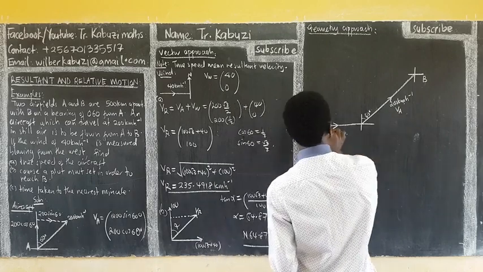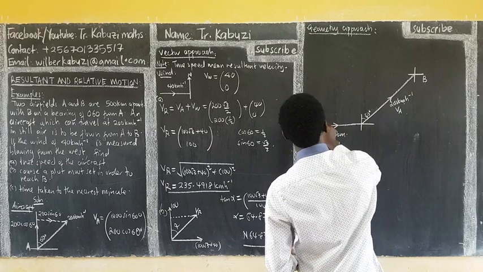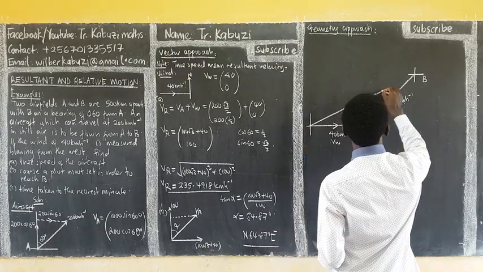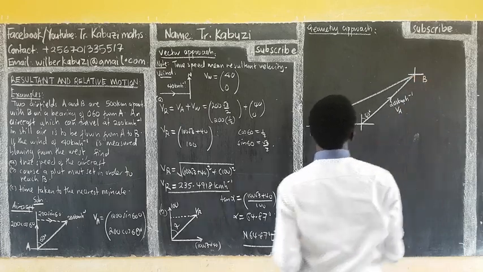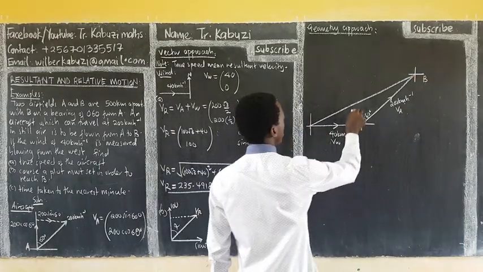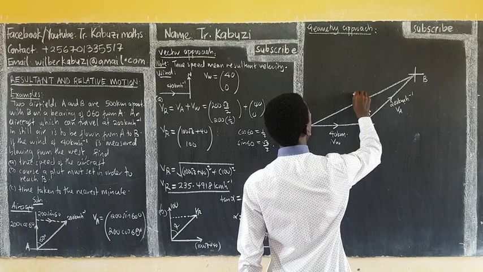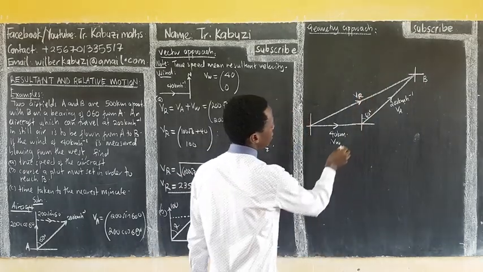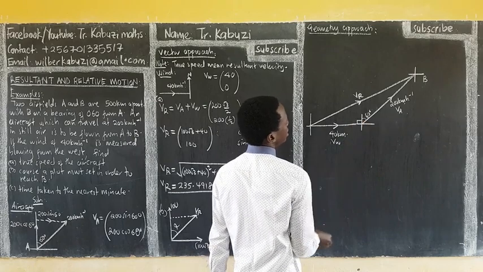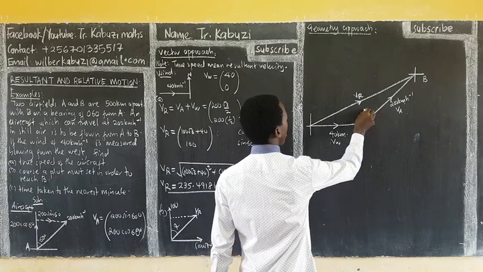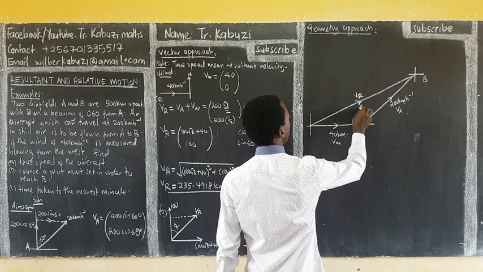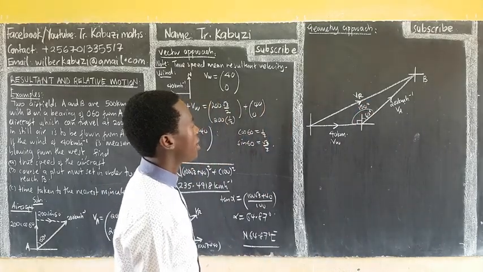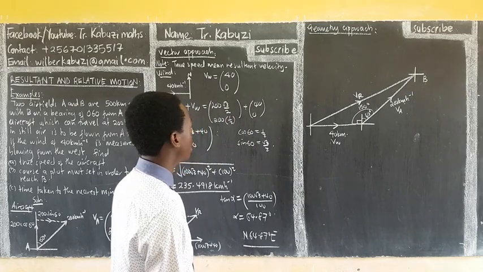So now my resultant is going this side, then this side. So my resultant would be this one here. That's going to be my resultant, which I'm going to call VR. So this one here is going to be 90, meaning the whole of this angle here is 150 degrees. I think you see that from there. We can use the cosine rule.